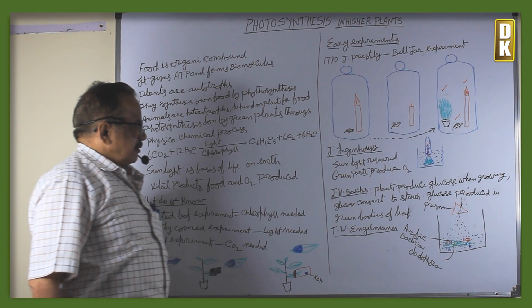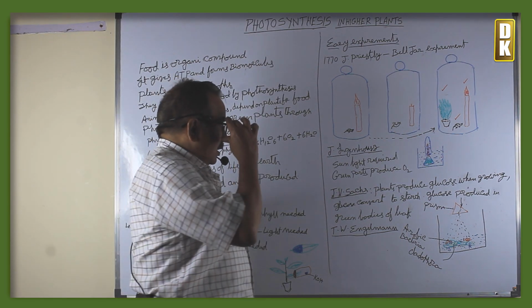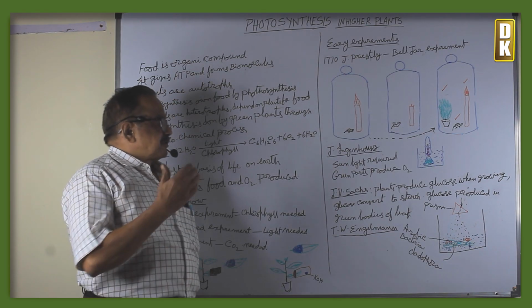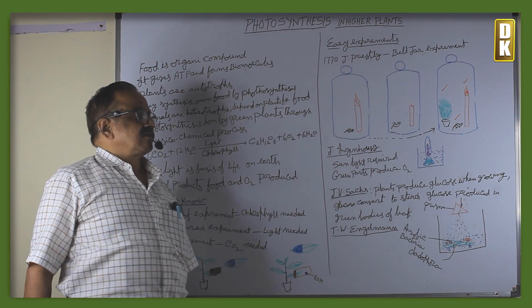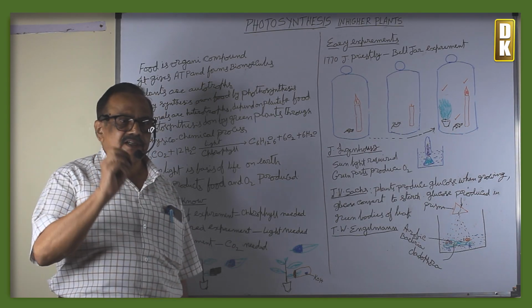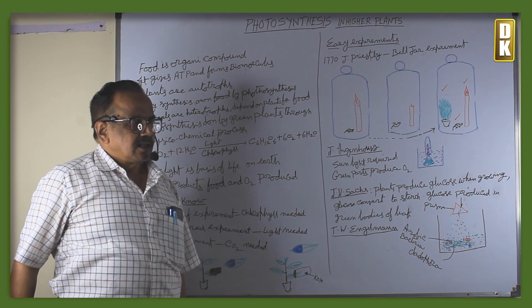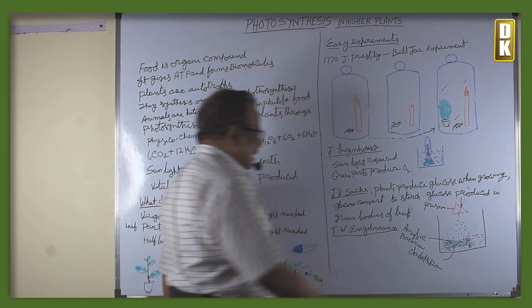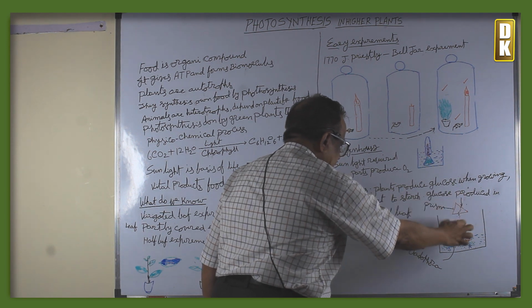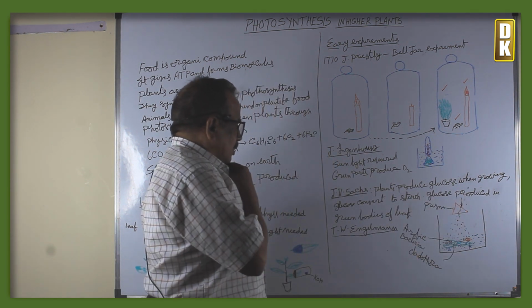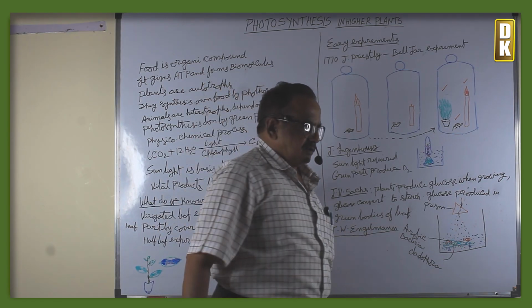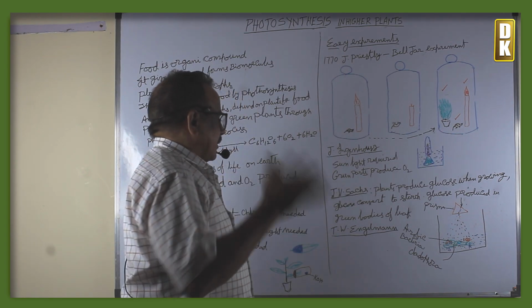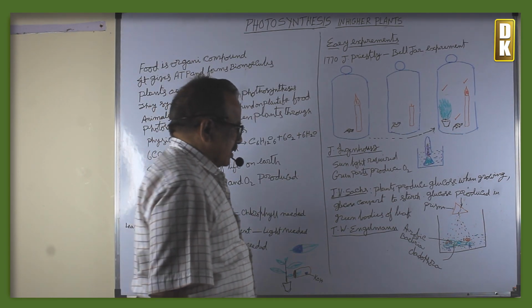What Engelmann has done is he did the experiment with split light, that is, with a prism. Whenever you pass light through the prism, it will be split into the 7 colors. All of you know the prism, that is the spectral components. All the 7 colors will come. Light is coming and it is split. The colors are VIBGYOR: violet, indigo, blue, green, yellow, orange, red. That is the visible light.